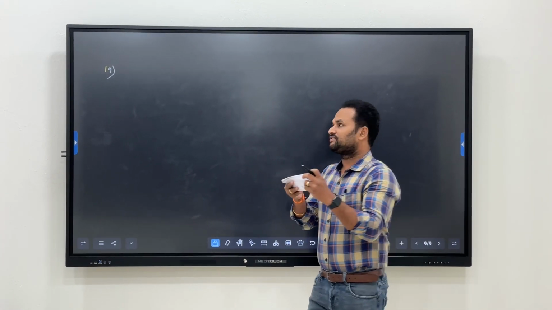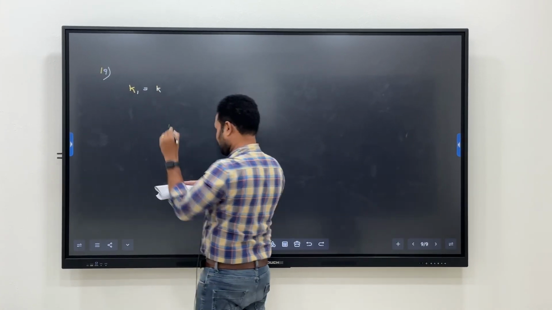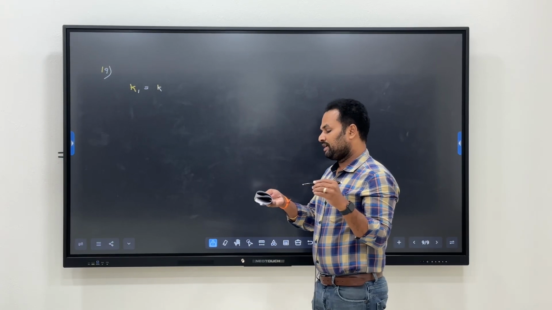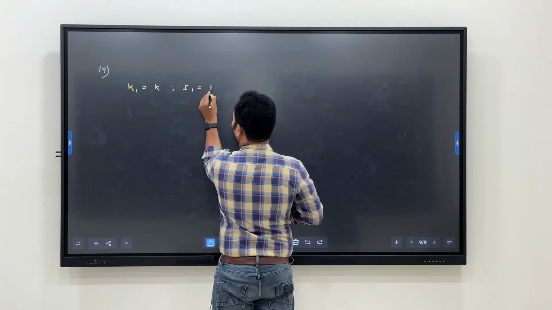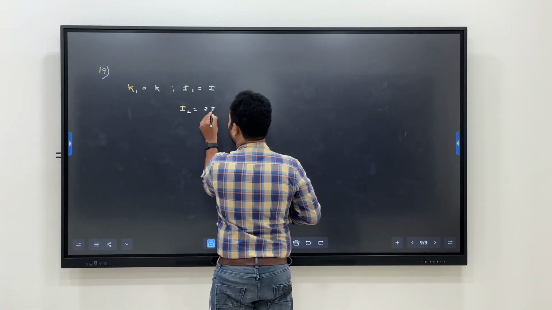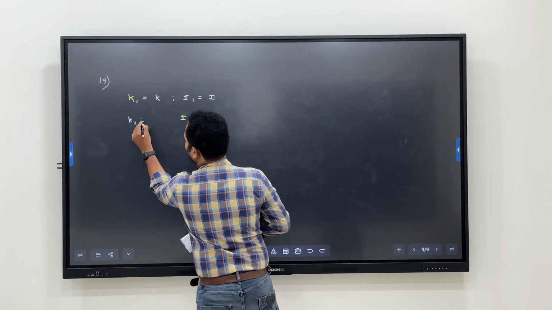The kinetic energy of the system is K. K1 is equal to K. The child now stretches his arms, so that the moment of inertia gets doubled. So earlier the moment of inertia was I1 equals I, now the moment of inertia gets doubled, so 2I. Now they are asking what the kinetic energy of the new system becomes.